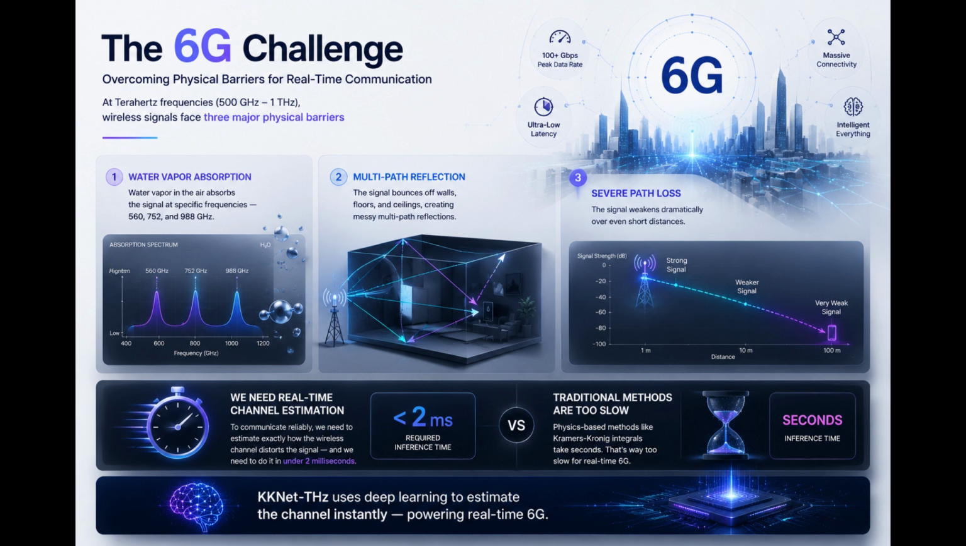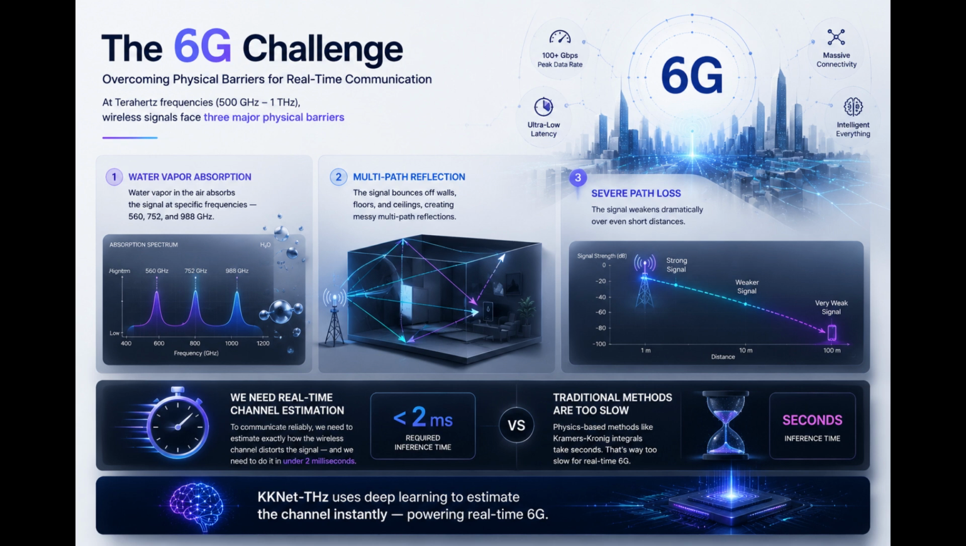To communicate reliably, we need to estimate exactly how the wireless channel distorts the signal, and we need to do it in under 2 milliseconds. Traditional physics-based methods take seconds. That's way too slow for real-time 6G. So we built a deep learning model that does it instantly.